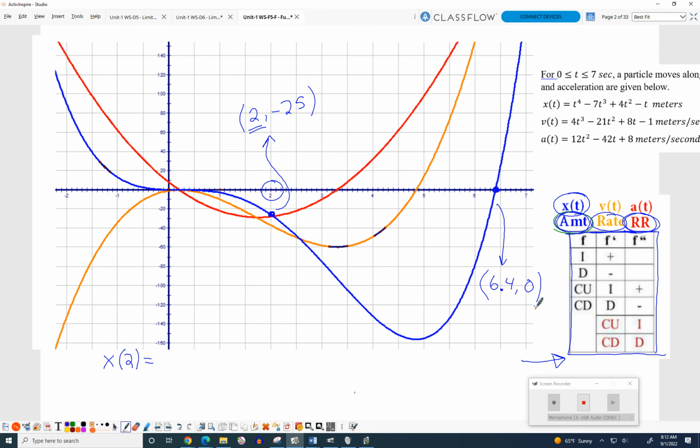Hands up. What does the 6.4 represent? The time. What does the 0 represent, Lucas? I guess like position on the line. The position of the object as it moves back and forth.